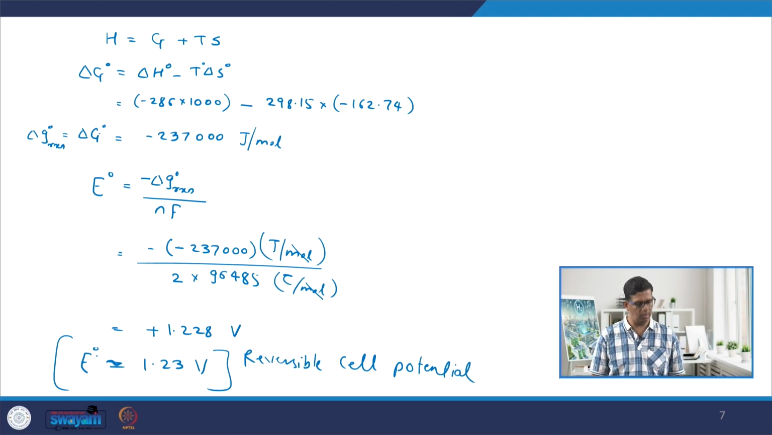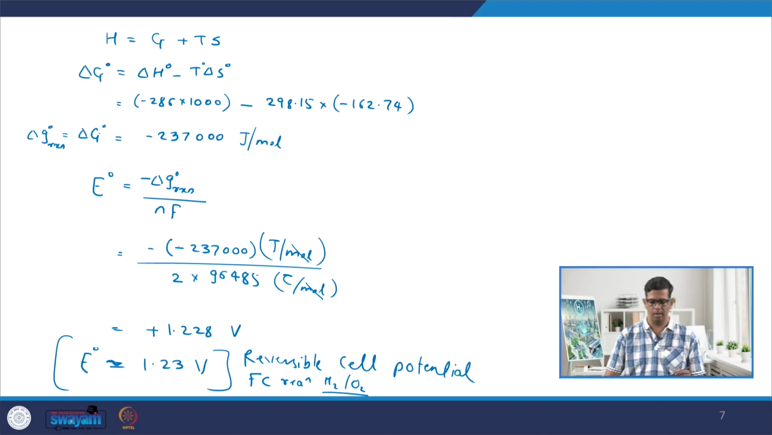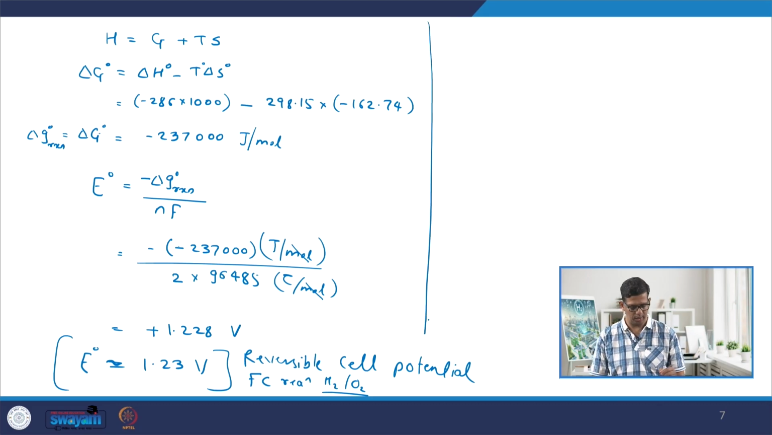So this is the reversible cell potential of a fuel cell reaction that involves H2 and O2. No matter what materials are used in that fuel cell, if it is an H2-O2 fuel cell, it has to have a standard reversible cell potential of 1.23 volt. And we can also find out how it will be for electrolyzers.